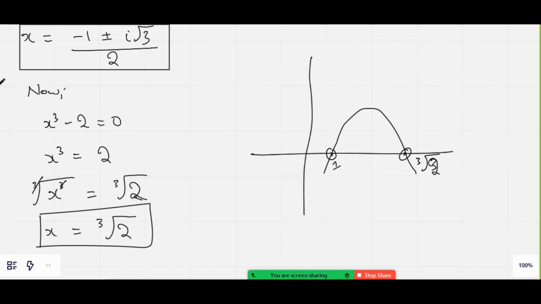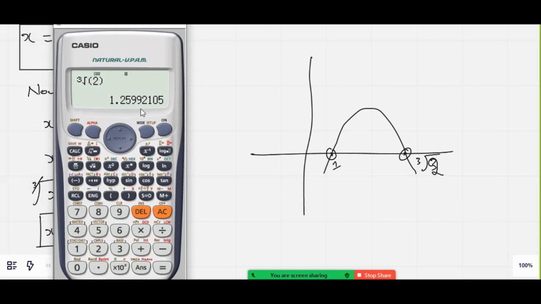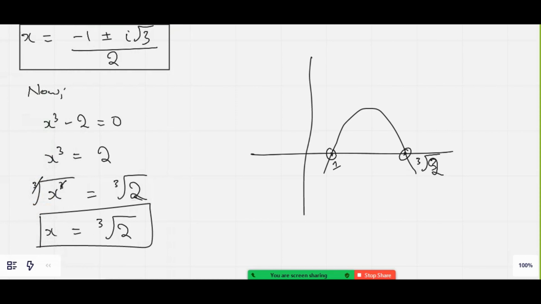I don't remember what the value of the cube root of 2 is in decimals. I must check. Maybe it is going to be less than 1. Let me just check it out, so that I would be able to draw it well. Or else I can also use my decimal calculator to give a good picture. I think I must use that instead of drawing it roughly. So let us just check it out. Cube root of 2 is 1.256. Okay, so it is greater than 1, so I'm fine.